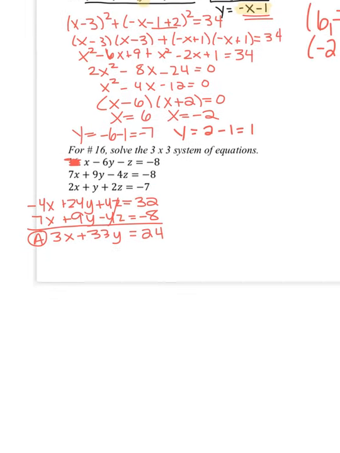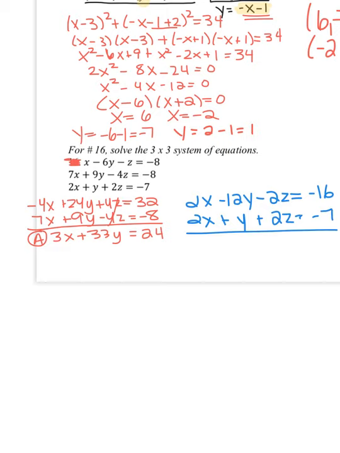Equation B. I'm going to do elimination on 1 and 3. So I have to get rid of z again. So I'm just going to multiply the top equation by 2. Because this gives me negative 2z, and on the bottom of that I have a positive 2z. So when I add down, that gives me 4x minus 11y, that cancels, and I get equals negative 23.